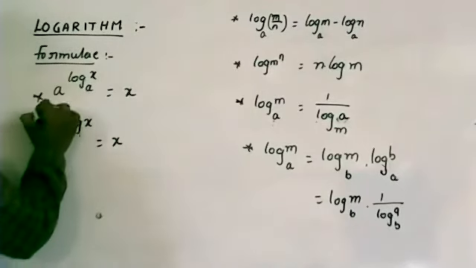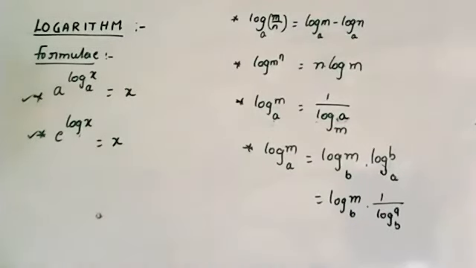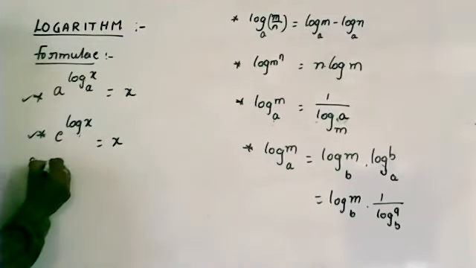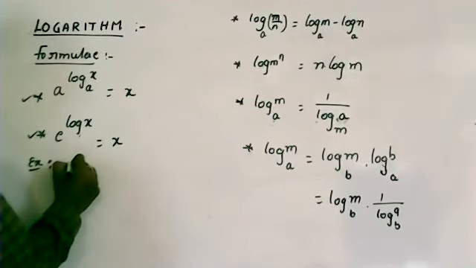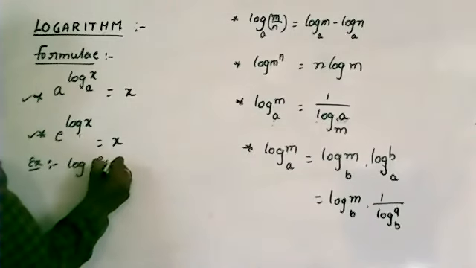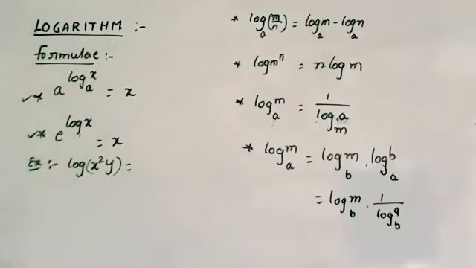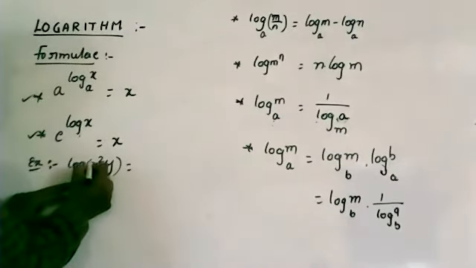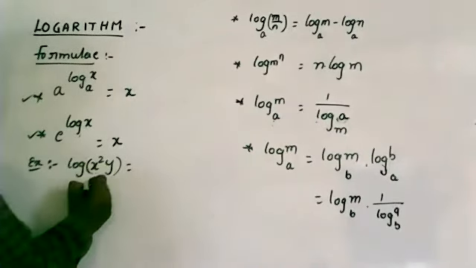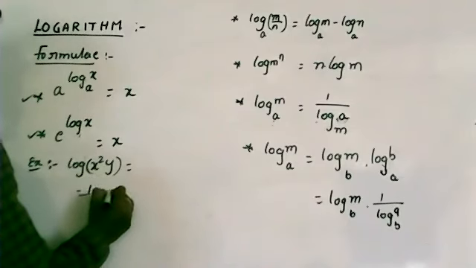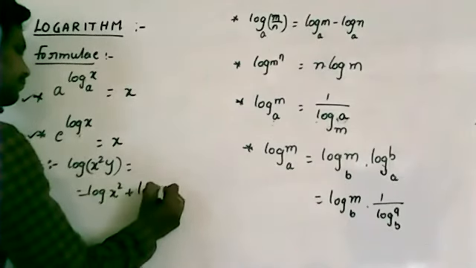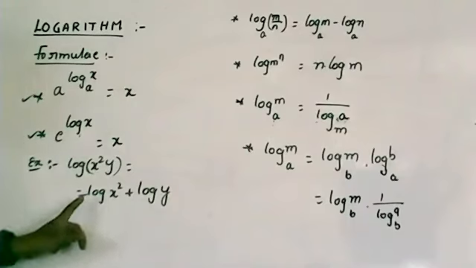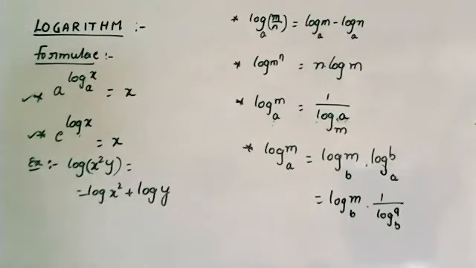So these are the formulas which will be used in physics. Now, based on this, I'll give you an example problem. What is the value of log x square y? Now how to find it out? It looks like log mn. The log mn formula is log a plus log b. Clear? So log x square plus log y.